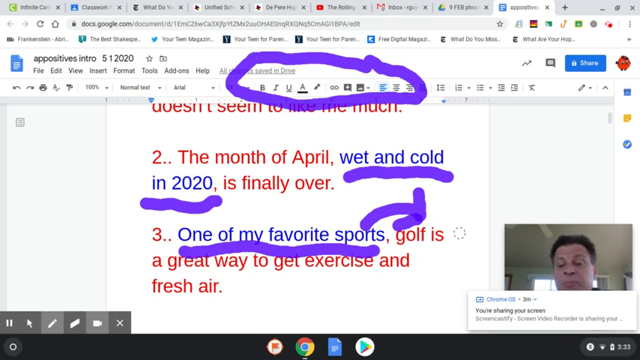If I had taken that part out and just said golf is a great way to get exercise and fresh air, that is a sentence. So the phrase one of my favorite sports is not needed for the sentence, but it adds some extra description and adds some extra color to your sentence. Okay. So those are appositives.